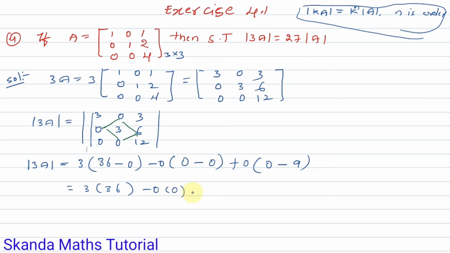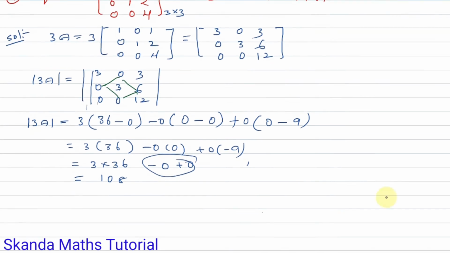No problem, so 3 into 36 minus 0, and 0 into something is 0. Ultimately 3 times 36: 3 sixes are 18, carry 1, 3 threes are 9 plus 1 is 10. It is 108. The other values are omitted. So the determinant of 3A is equal to 108. Consider this as equation number 1.